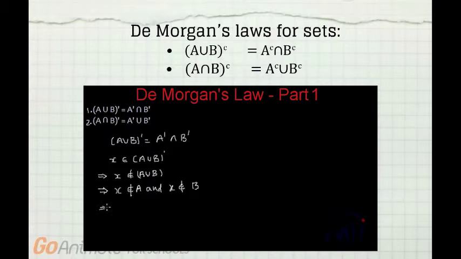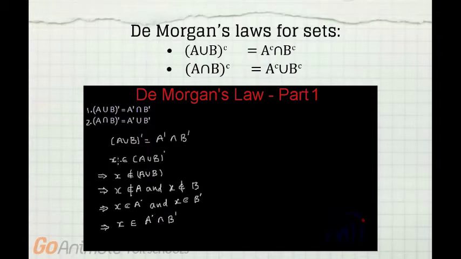That means x is definitely there in A complement. If x is not in A, it has to be there in A complement, and x has to be there in B complement also, right? So if it is there in A complement and B complement, it will definitely be there in their intersection. That means x will be an element of A complement intersection B complement, right?